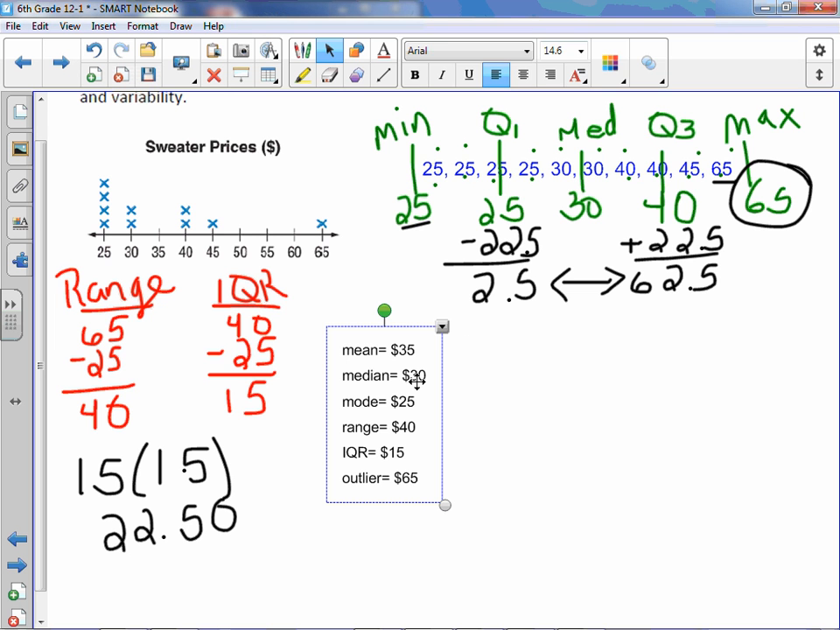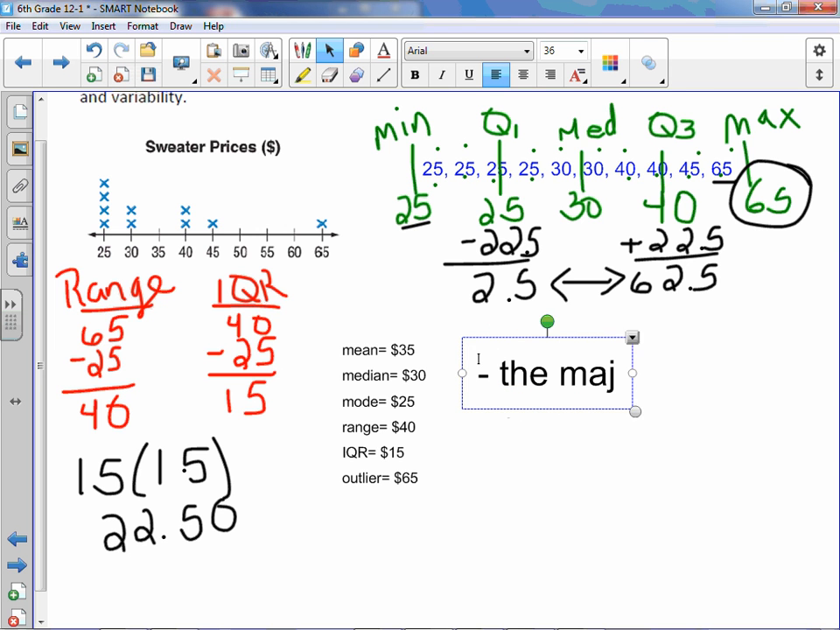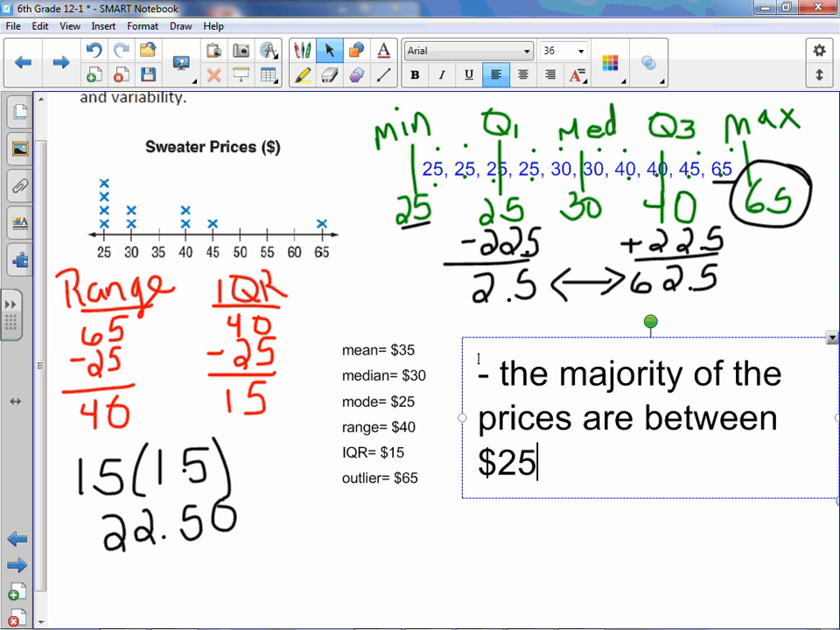So then let's just do a general explanation here. The majority of our prices are between 25 and 45. Actually, I would even argue 25 and 30, which our measures of center are close to. So let's jot that down. The majority of the prices are between $25 and $45.